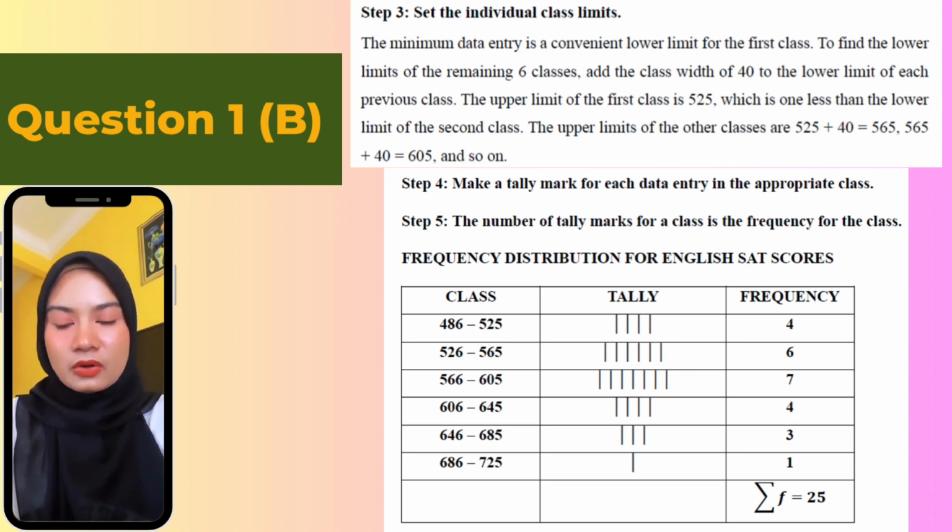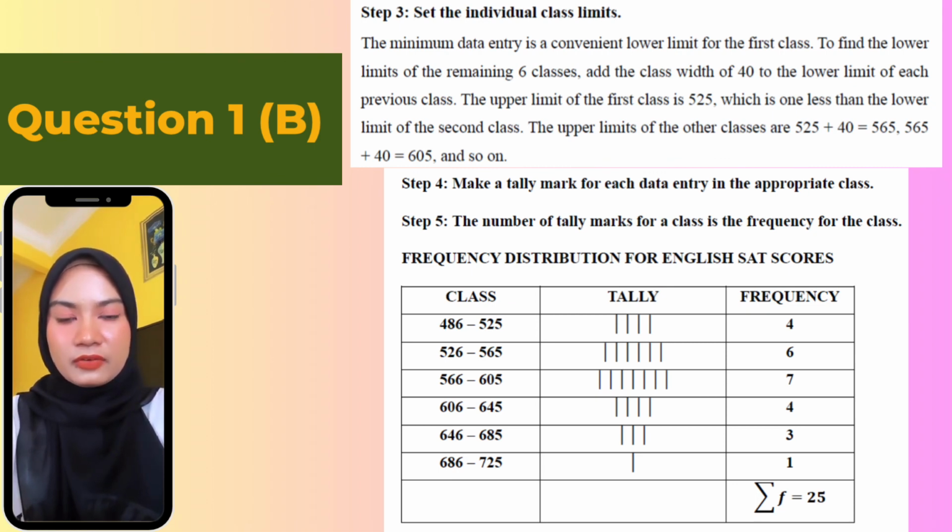The upper limits of the other classes are 525 plus 40 equal to 565. Then 565 plus 40 equal to 605, and so on. After that, step 4: make a tally mark for each data entry in the appropriate class. Then, step 5: these are the number of tally marks for a class in the frequency distribution for English subscope.